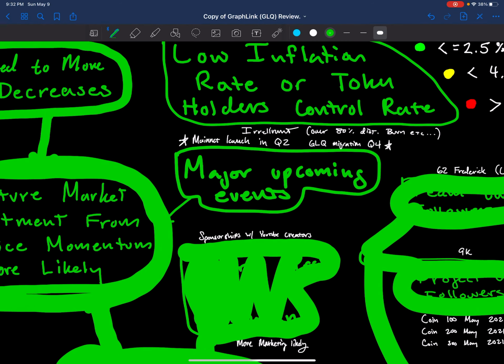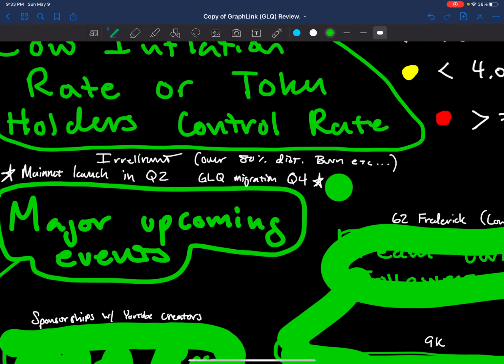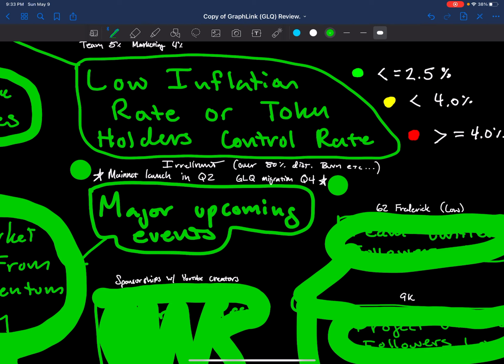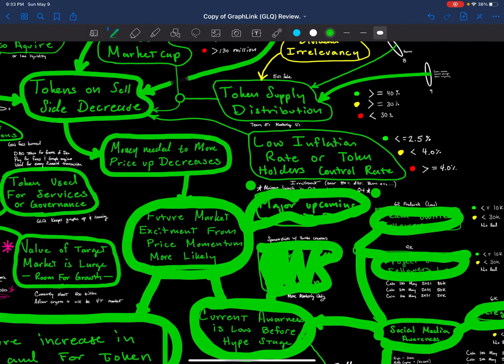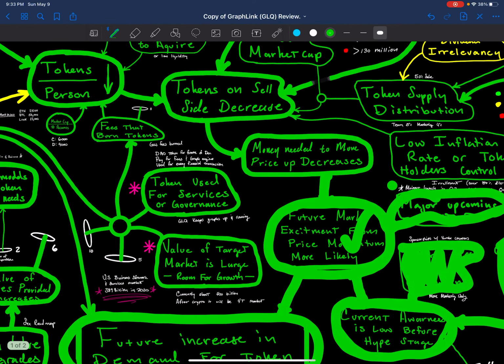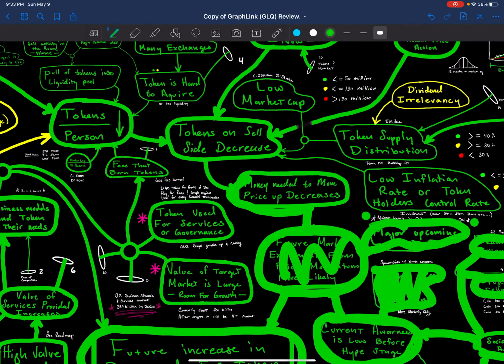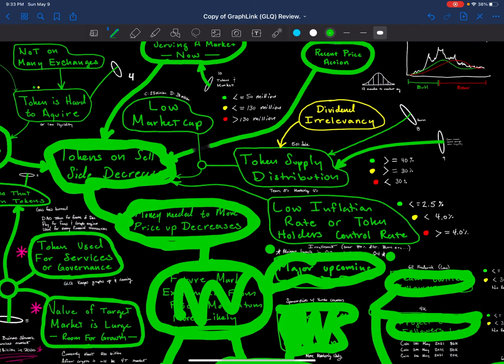Now the mainnet launch is in Q2, so it's going to come up pretty soon. But the GLQ migration is in Q4. So it's going to be launching its mainnet, all of that kind of stuff, over this year. Big events like that are likely to create more momentum and more excitement. Money needed to move price up decreases, I think that's the case. Tokens on the sell side to decrease, I expect that to be the case.